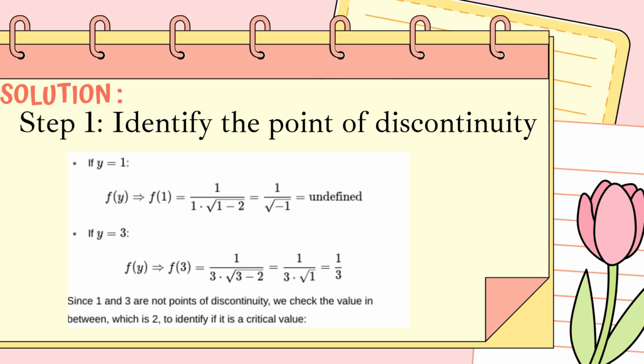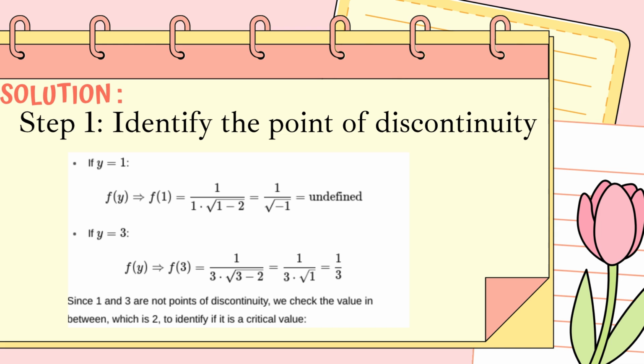Next, if y is equal to 3, we have the function f of 3 is equal to 1 over 3 times the square root of 3 minus 2. Since 3 minus 2 is 1, we have the square root of 1, which is 1, so 3 times 1 is 3. Then copy the numerator 1, so we will have 1 over 3.